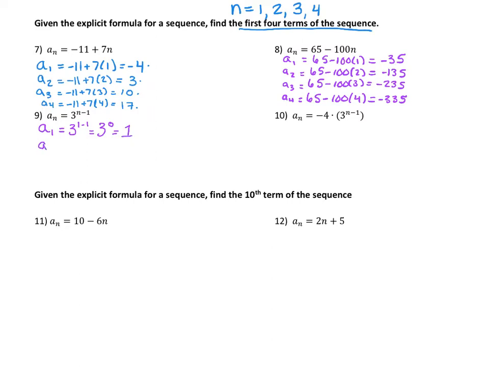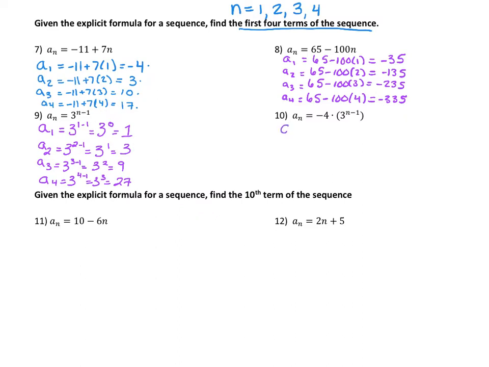I'm going to do the same thing with 2. So 3 to the 2nd power minus 1 is 3 to the 1st power, which is 3. 3 to the 3rd power minus 1 is 3 to the 2nd power, which is 9. 3 to the 4th power minus 1 is 3 to the 3rd power, which would be 27.